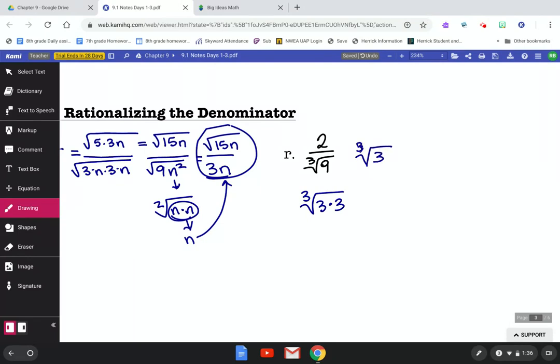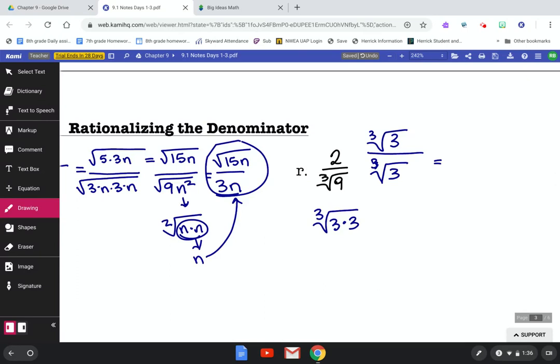So to get this to be a triple, I would need to multiply this by another 3. But in order to keep the value the same, I would have to multiply the same thing on top and bottom of the fraction. Right now 2 is on the outside. It's not inside the radical symbol. 3 is inside. So when you multiply 2 times the cube root of 3, they don't combine with each other. 2 stays outside by itself, and the cube root of 3 stays inside the radical by itself.